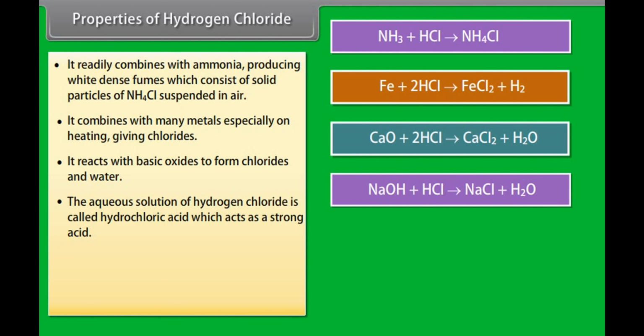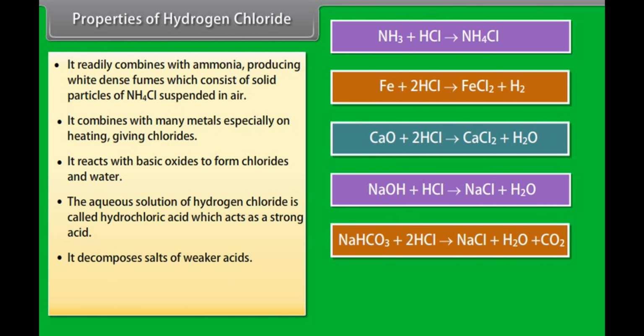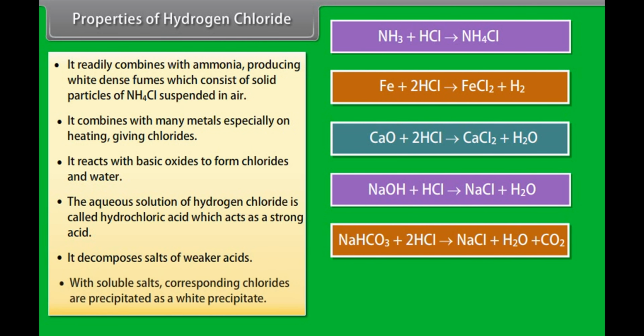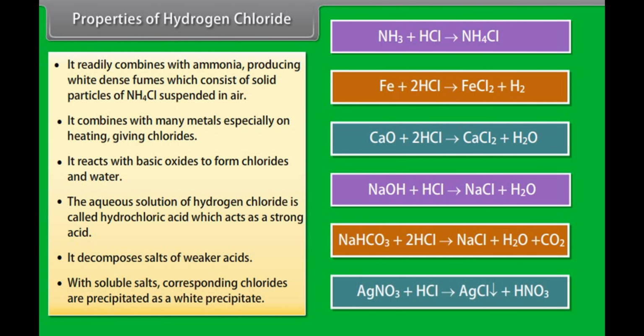The aqueous solution of hydrogen chloride is called hydrochloric acid, which acts as a strong acid. It decomposes salts of weaker acids. With soluble salts, the corresponding chlorides are precipitated as a white precipitate.